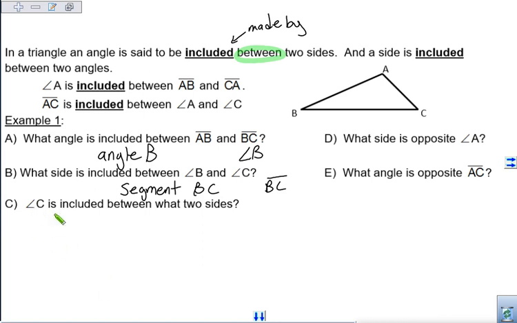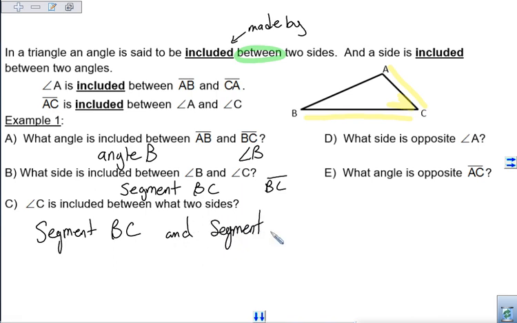Then we have angle C is included between what two sides. So we're looking at angle C, and we want to know what two sides are being made by angle C. Well, we have segment BC and we have segment AC, making sure that BC and AC are capitalized.